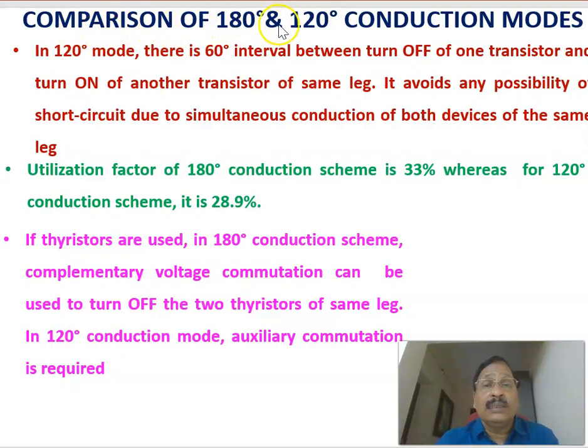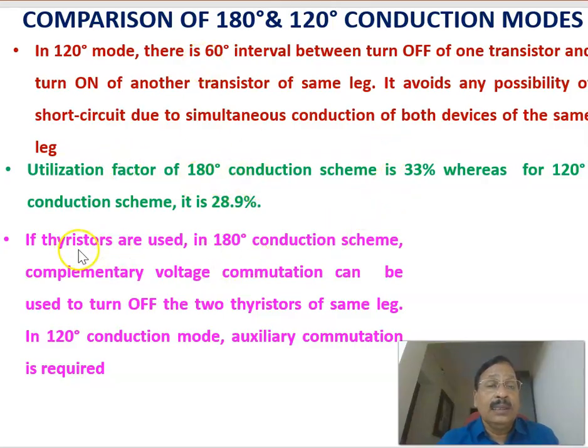Continuing the comparison of 180 degree and 120 degree conduction modes. In 120 degree conduction mode, there is a 60 degree interval between turning off one thyristor and turning on the other thyristor of the same leg. It eliminates the possibility of short circuit due to simultaneous conduction of both devices of the same leg. That possibility is there in 180 degree mode. Then the utilization factor is 33% in 180 degree conduction mode, whereas it is 28.9% in 120 degree conduction mode. That is, the utilization factor of the switch is more in the case of 180 degree conduction.